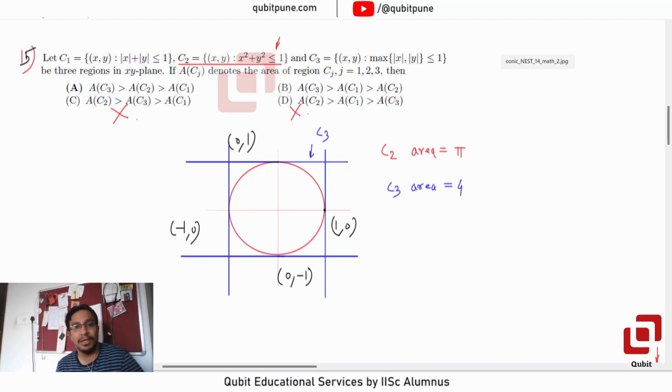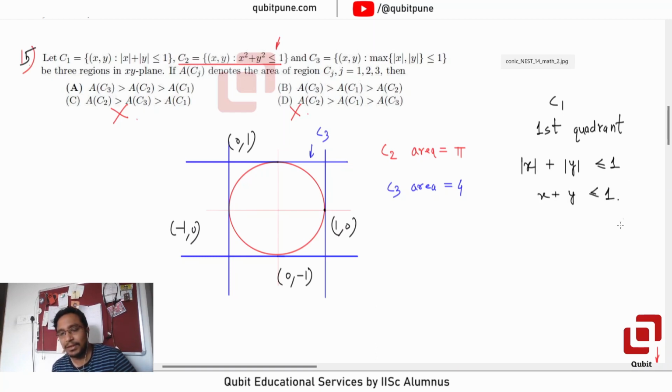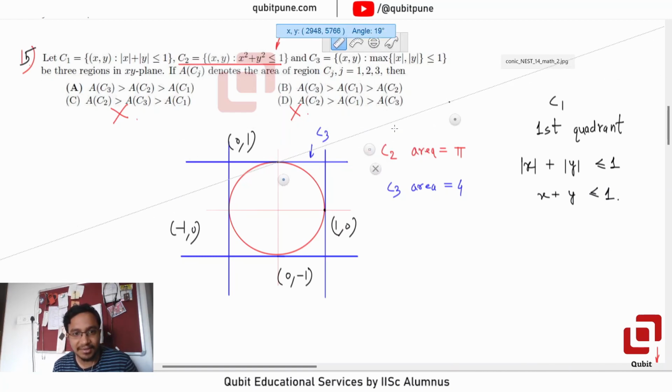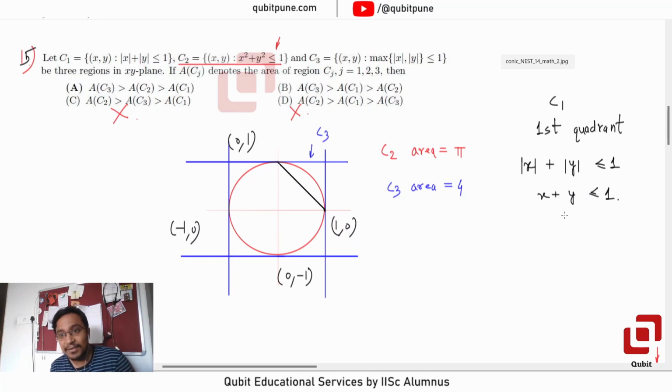C1. Now suppose we are in the first quadrant. What does this inequality become in the first quadrant? x plus y less than or equal to 1. What is it? It's this line here, x plus y equal to 1, and it's the origin side of it.